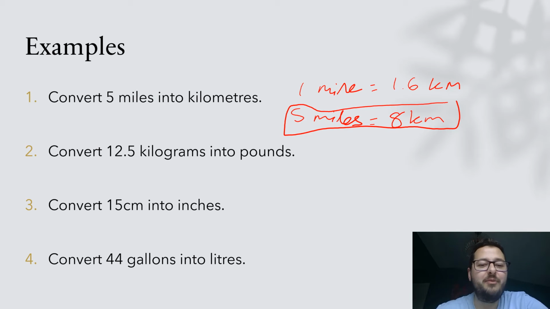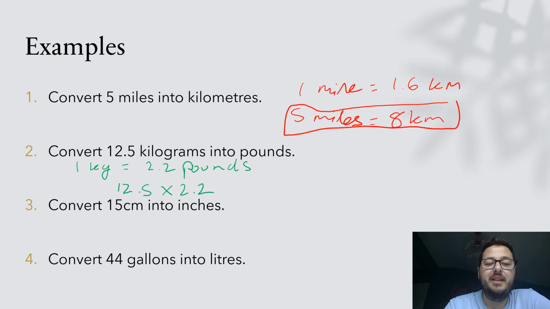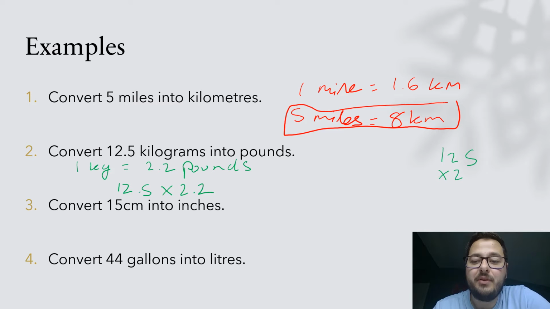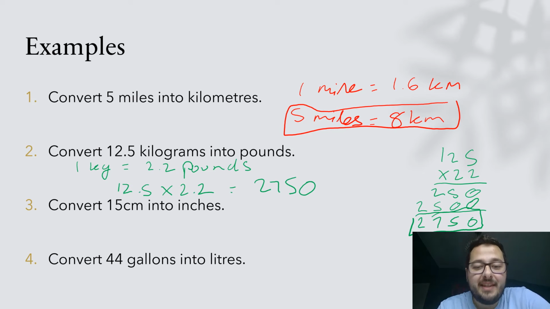Okay, number two, we want to convert 12.5 kilograms into pounds. Well, we remember that 1 kilogram was equal to 2.2 pounds. So we want to do 12.5 kilograms times 2.2. There's different ways of doing this. Let's do decimal multiplication. Let's ignore the decimal to start with and do 125 times 22. If we times it by the 2, we get 250. And if we times it by the 20, we get 2,500. Add them up and we're going to get 2,750.